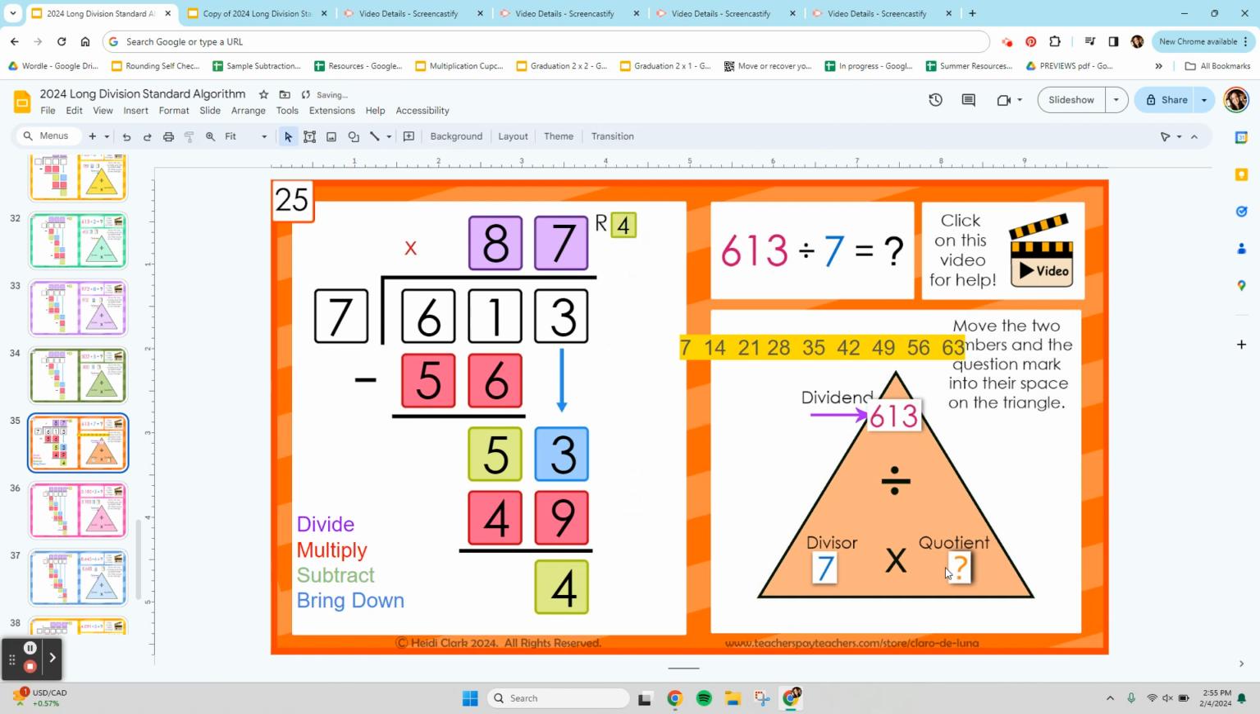So our quotient is 87, remainder 4. This means that if you do 7 times 87, you won't get 613, you'll get very close. You'll get 4 less than that. So 7 times 87 is 609.